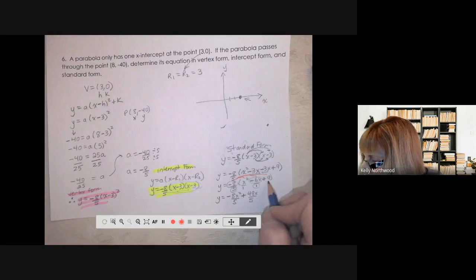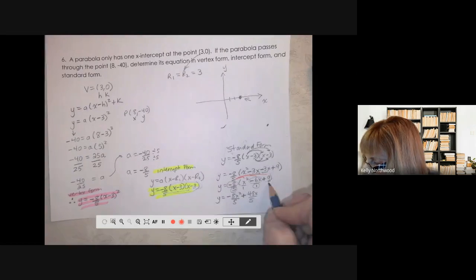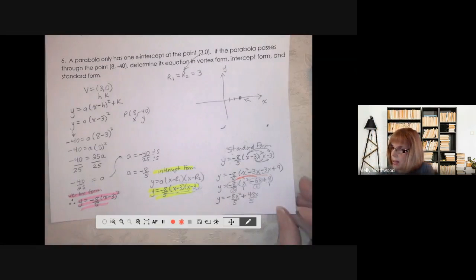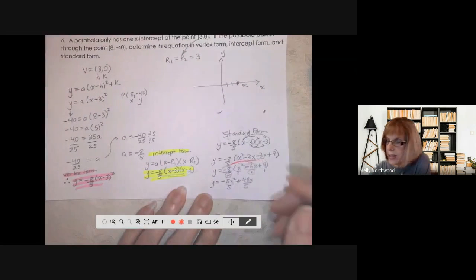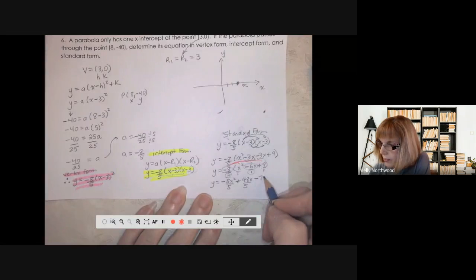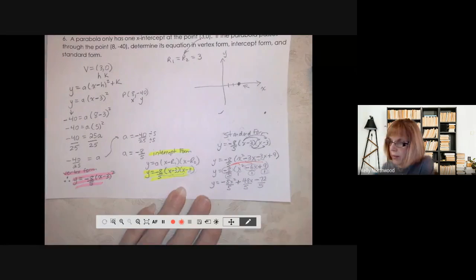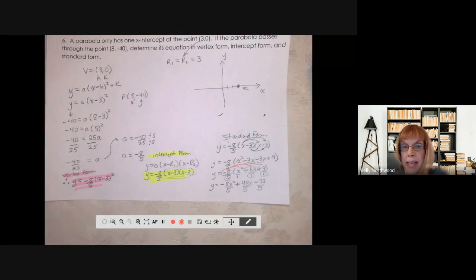And then you can think of 9 as 9 over 1. Multiply the tops together. So -8 times 9 is -72 over 5 times 1, which is 5. And that could be my standard form.